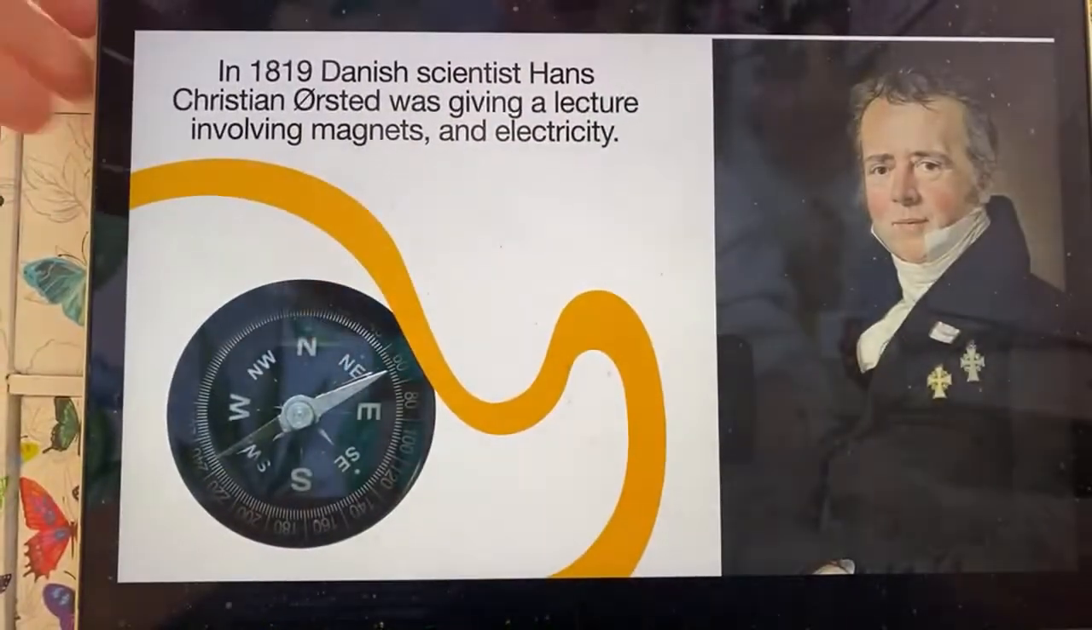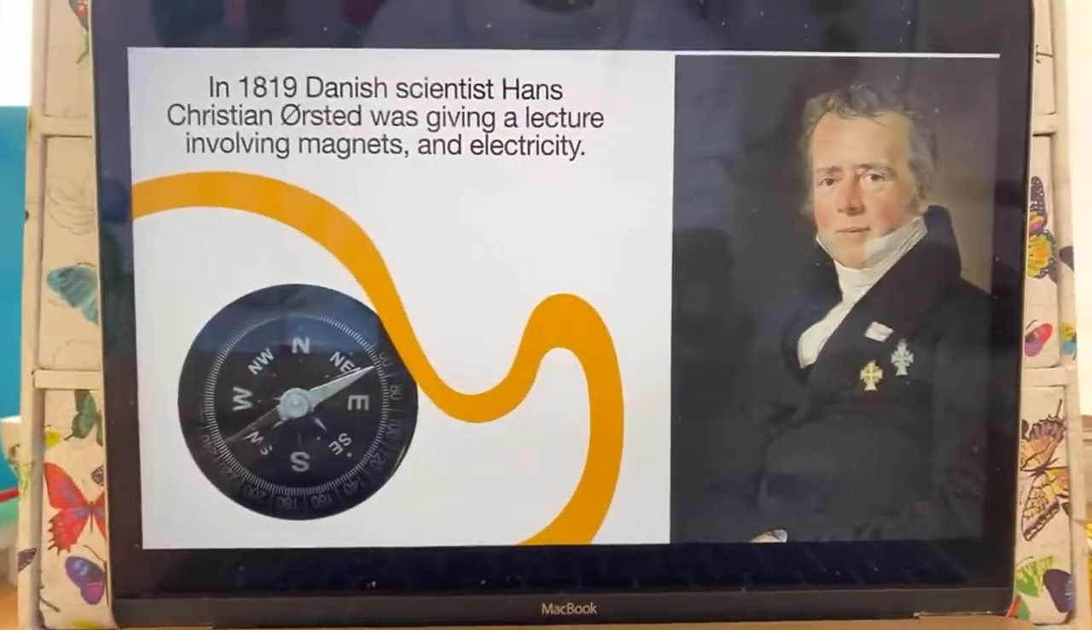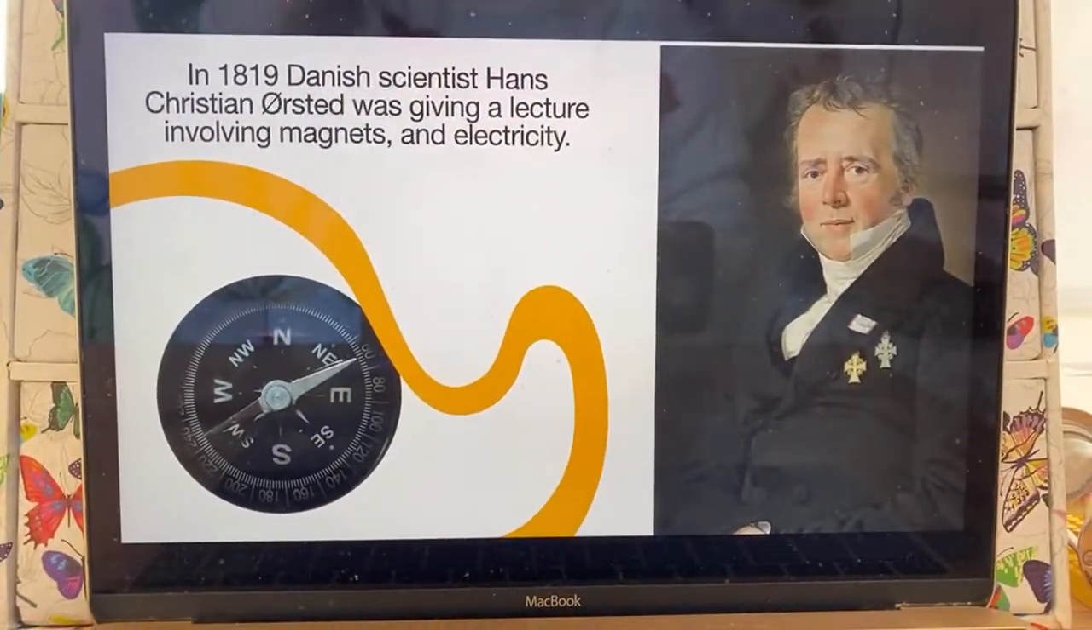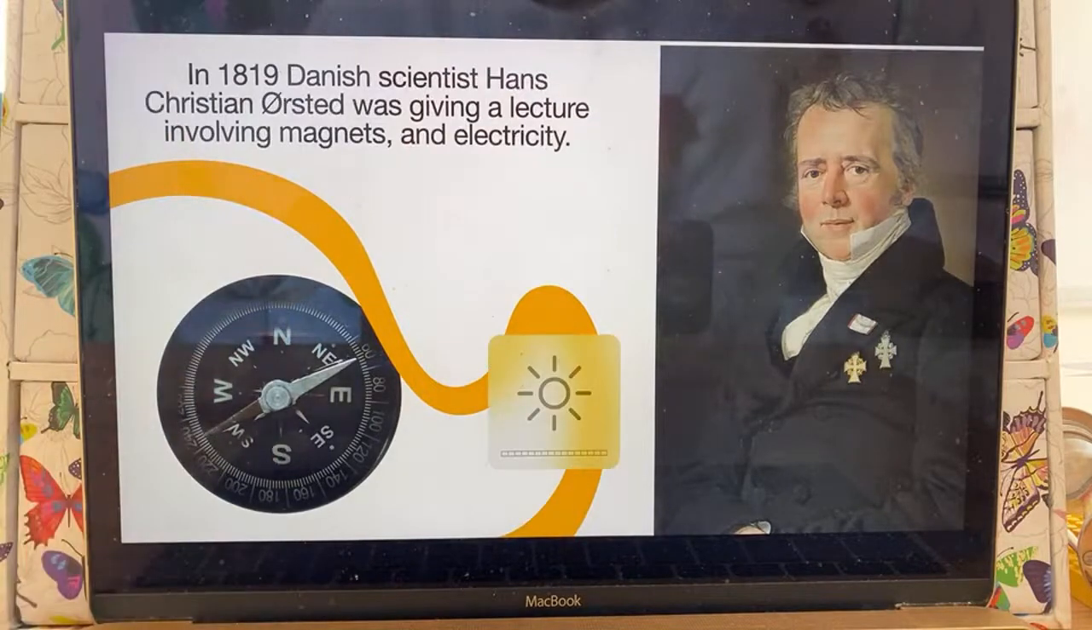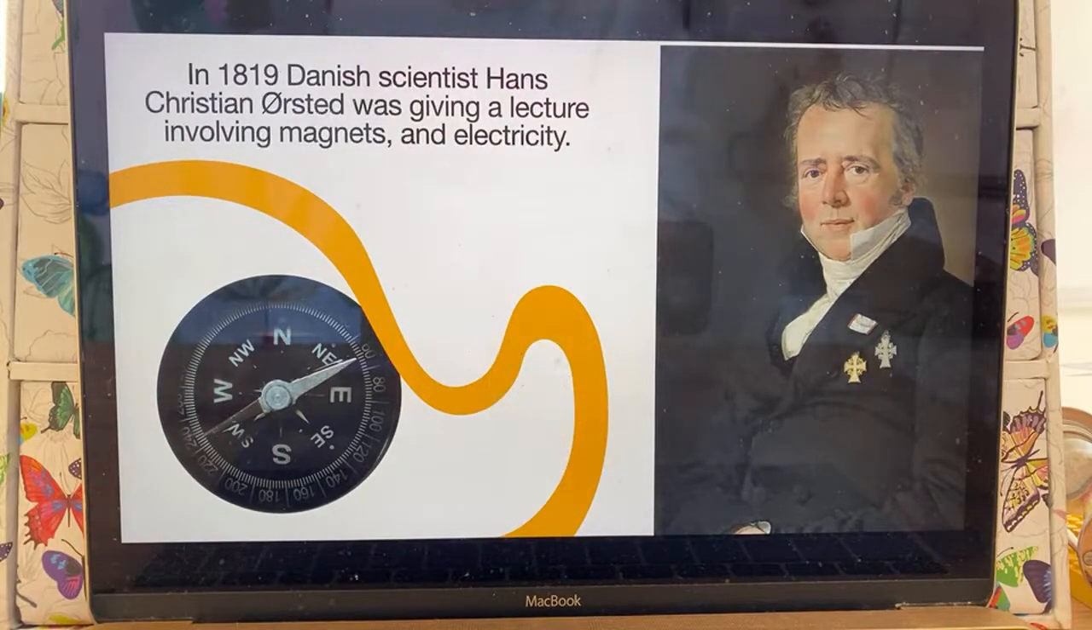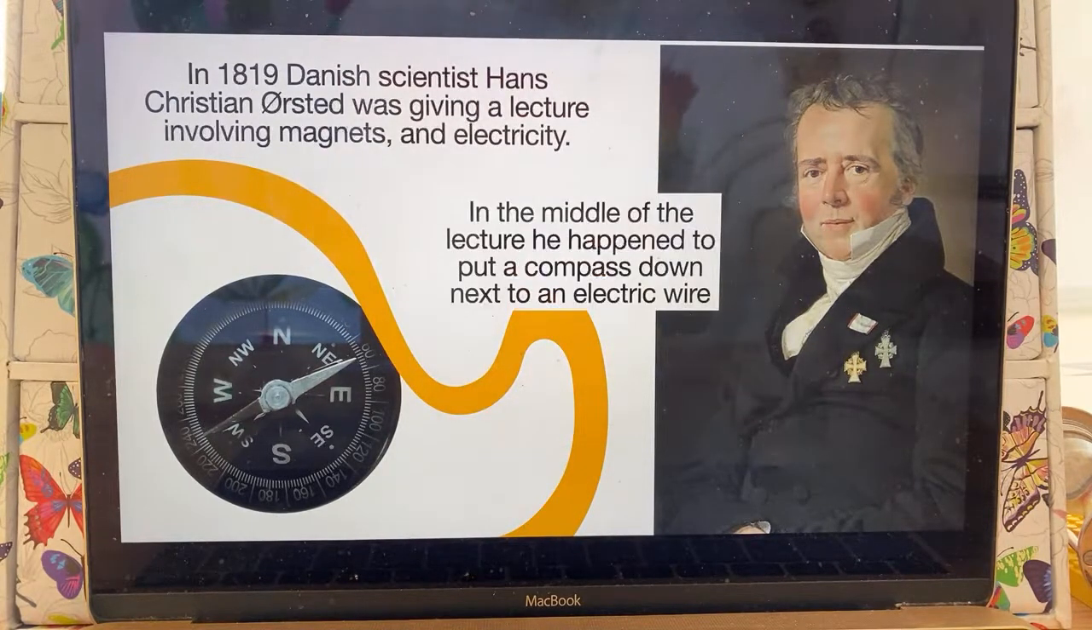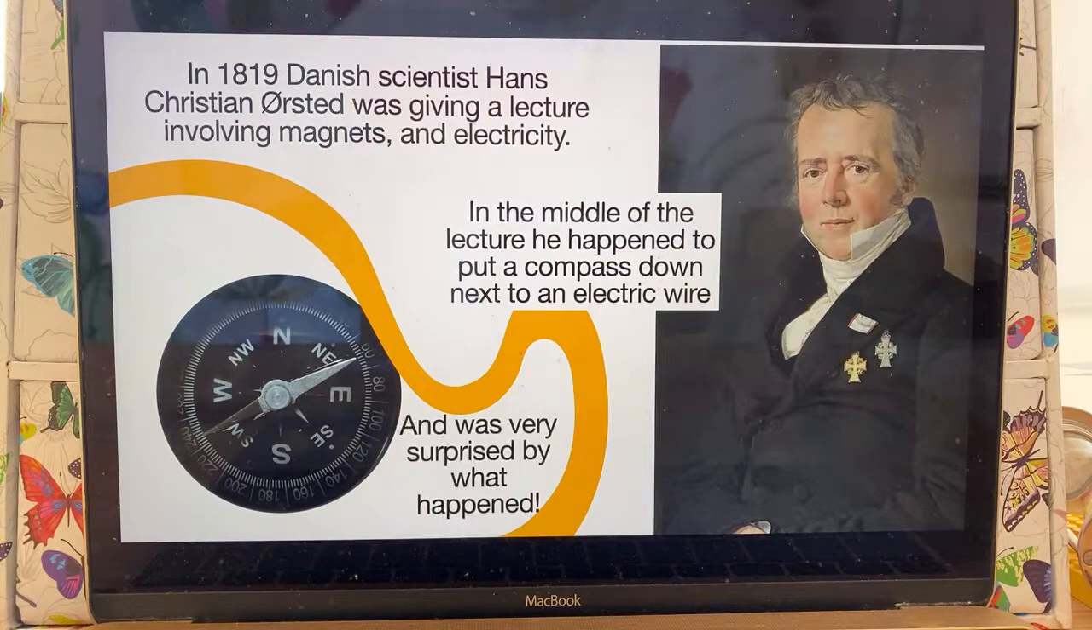Right, time for a very, very short PowerPoint with speech bubbles. Yeah, you love it. To briefly introduce these incredible waves we're looking at today. In 1819, Danish scientist Hans Christian Ørsted was giving a lecture involving magnets and electricity. In the middle of the lecture, he just put a compass down next to a wire that had an electric current flowing through it, and was very surprised by what happened next.